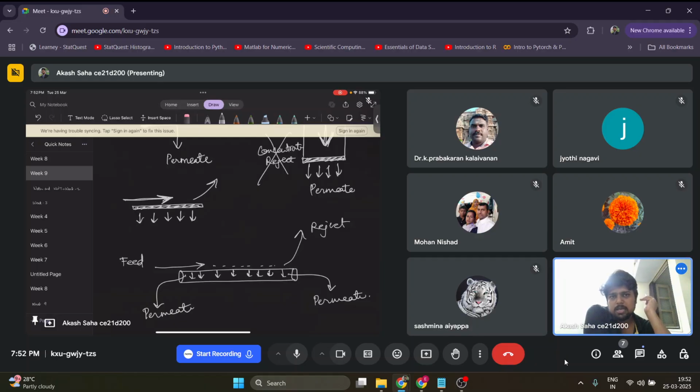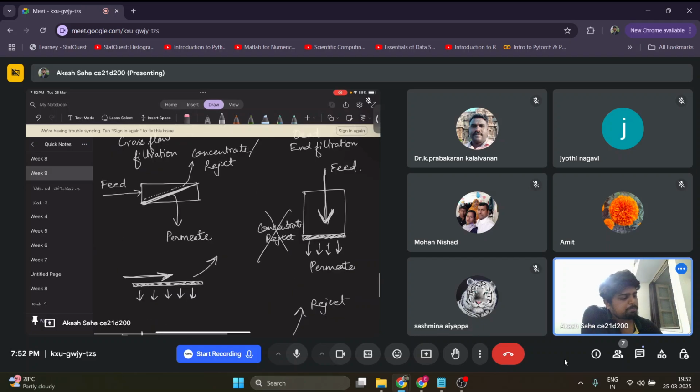See here, efficiency, we can't say directly which one will be more efficient. If you are sending the feed perpendicularly, more and more particles are able to get formed and accumulated here, so the fouling will be more in this. Fouling will be more in this.